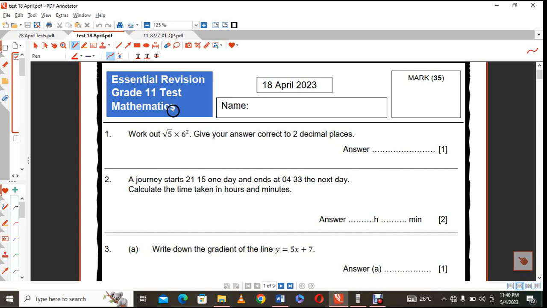So I've got a revision test here for ordinary level. So I guess grade 10s can also use this. Even grade 9s, there could be some aspects that you can understand. So let's get to it.